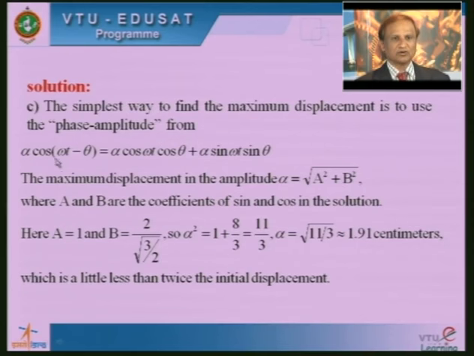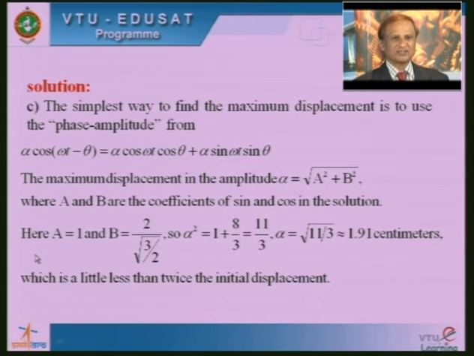So, alpha into cos of omega t minus theta is equal to alpha cos omega t cos theta plus alpha sin omega t sin theta. It means this can be written in this form. Yesterday I showed how to write it in this form. The maximum displacement, the amplitude, is alpha equal to square root of a square plus b square, where a and b are the coefficients of sine and cosine in the solution.